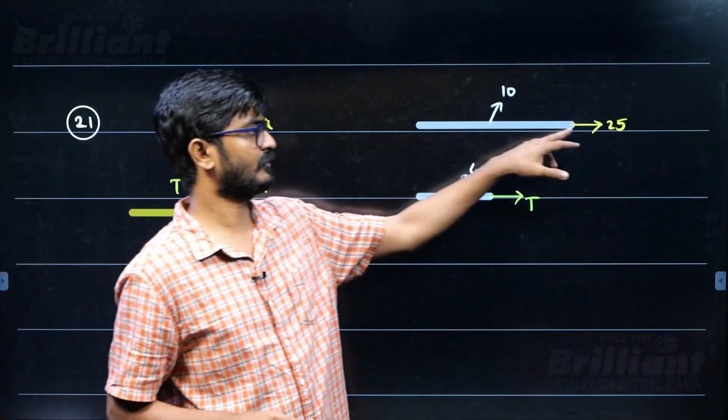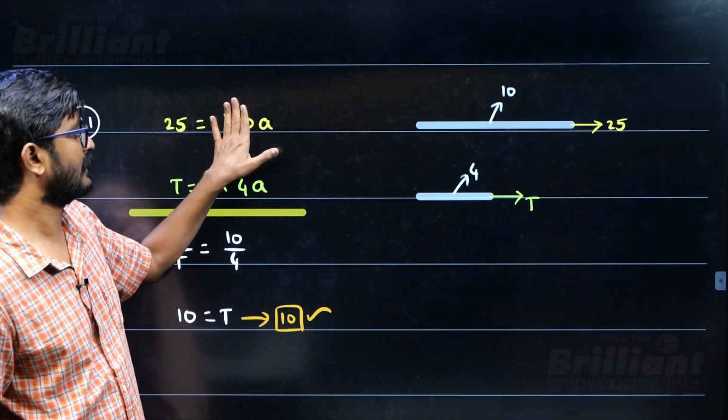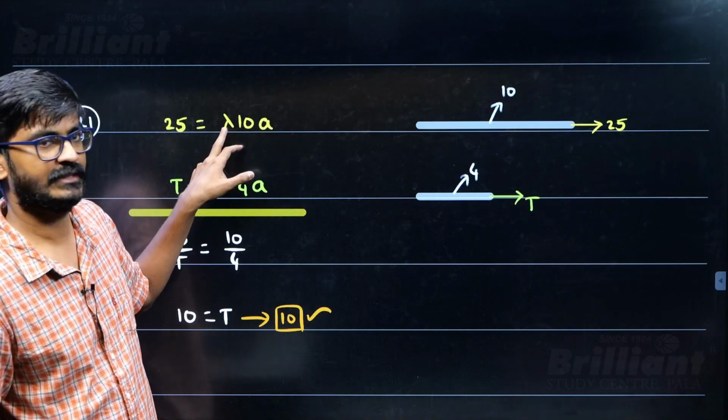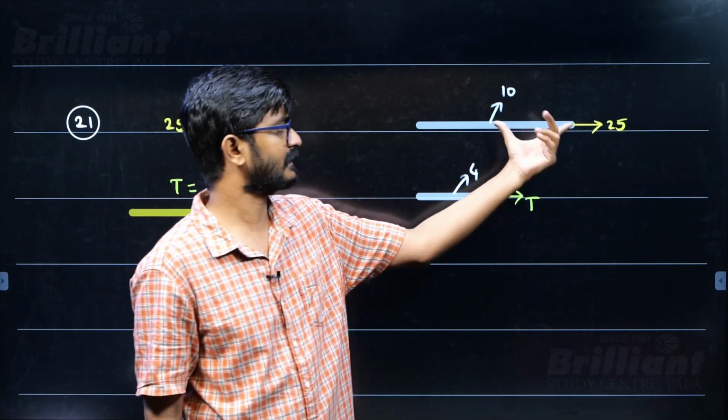So there is a 10 meter rope, you are pulling with 25 Newton. So F equals M into A, 25 equals mass into A. This is mass per unit length. This is mass per 10 meters. M into A. Now similarly they are asking at a distance of 6 meter.